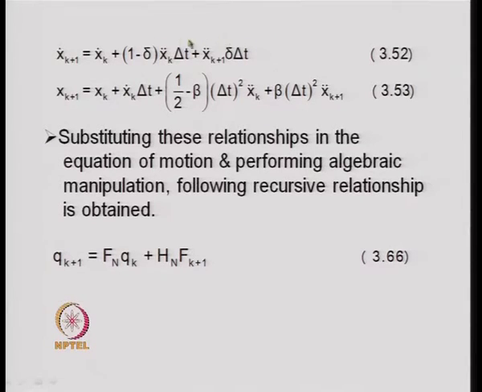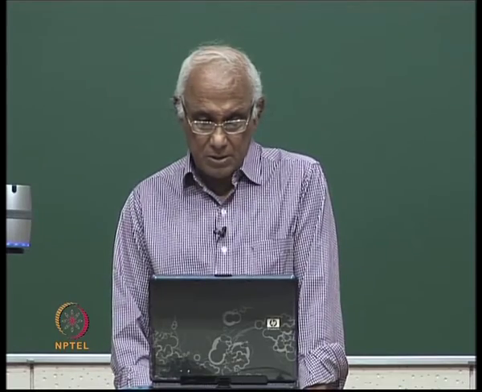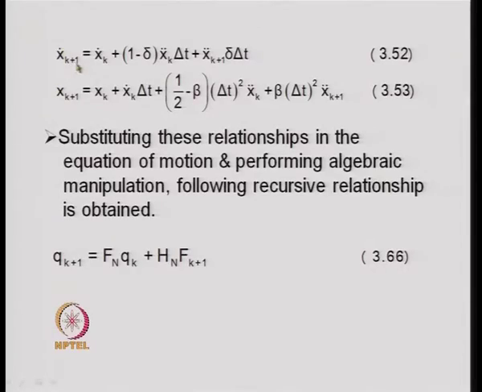Now, with this assumption, that is the acceleration is varying linearly, then velocity is varying quadratically, and the displacement is varying in the cubic form. With this assumption, we write down these two equations: for a given x dot k, we can find out x dot k plus 1 using this particular linear variation of acceleration.